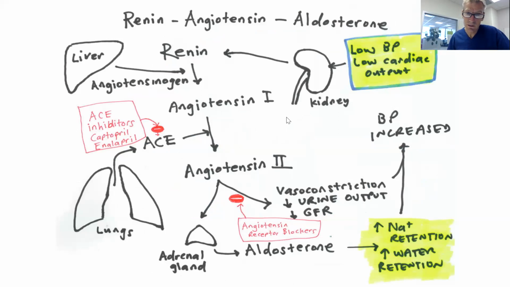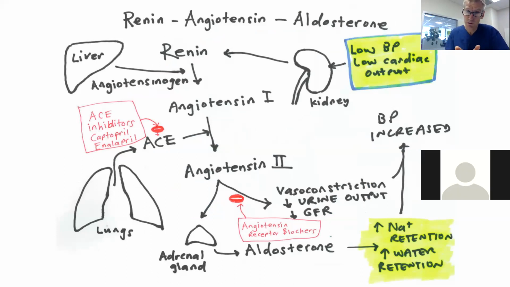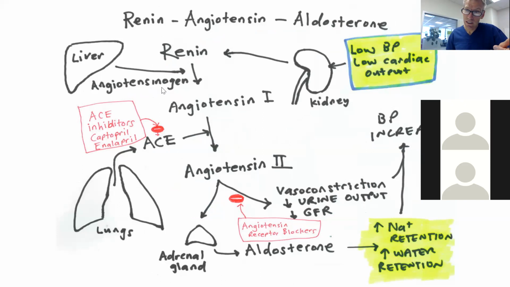The renin-angiotensin system works in a similar way. Renin is produced by the kidneys, and renin responds to the same sorts of things: low blood pressure and low cardiac output. Angiotensinogen, a liver protein, is converted by renin to angiotensin 1, and then that's converted by angiotensin converting enzyme to angiotensin 2. And angiotensin 2 is the most potent vasoconstrictor in the body.